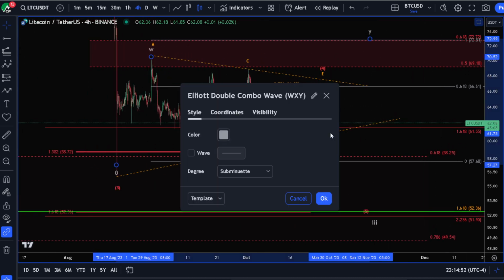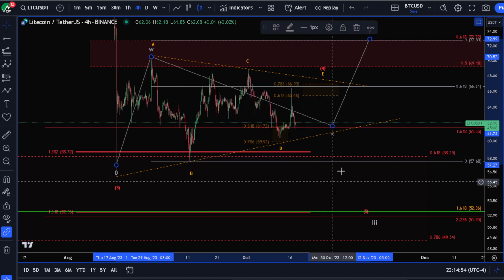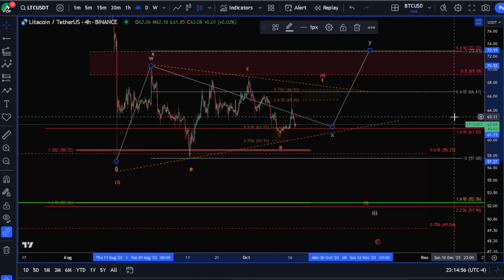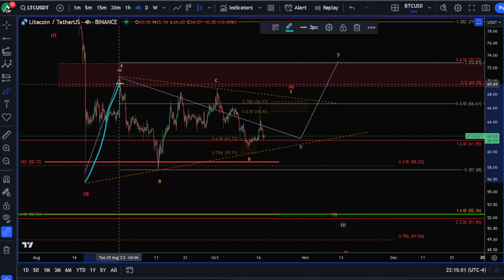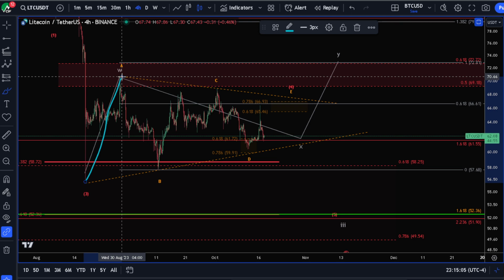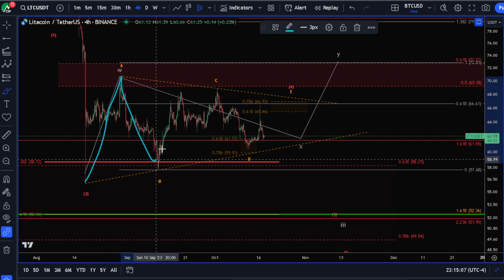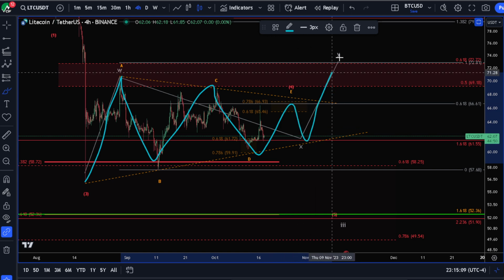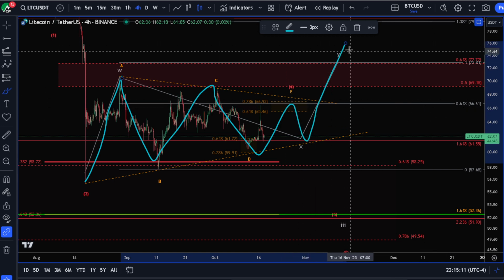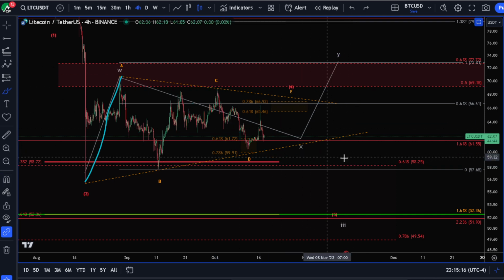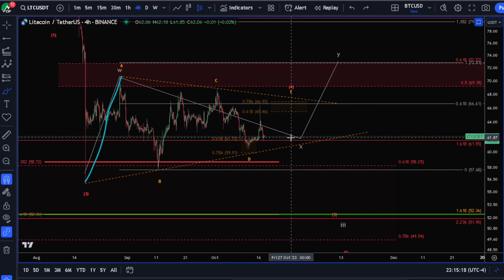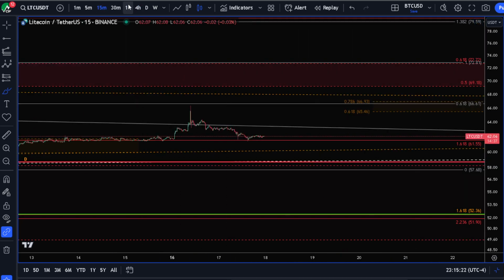I actually think we could likely get this scenario as a WXY, and all that would look like is we'd either get a triangle as an X wave or an ABC and a flat. We get an A, B, C, D, E, and then we break to the upside in 3 or 5 before further downside. But I'm going to have to wait and see how I want to take my entries on this. I will keep you up to date on that. But I would probably hedge either way.